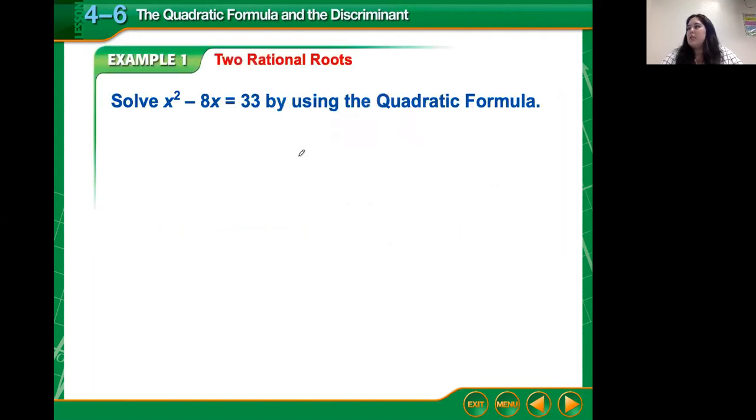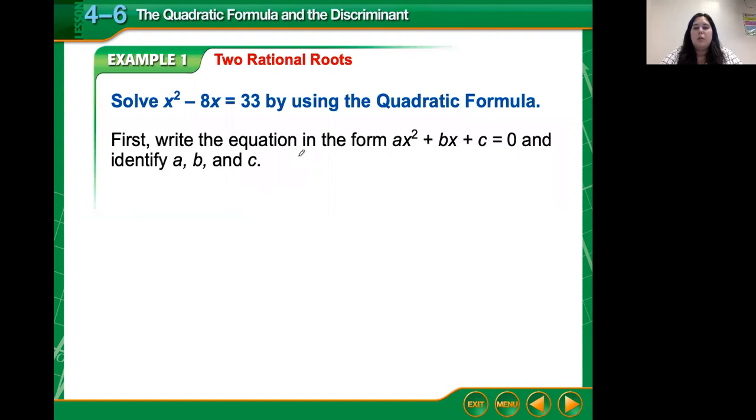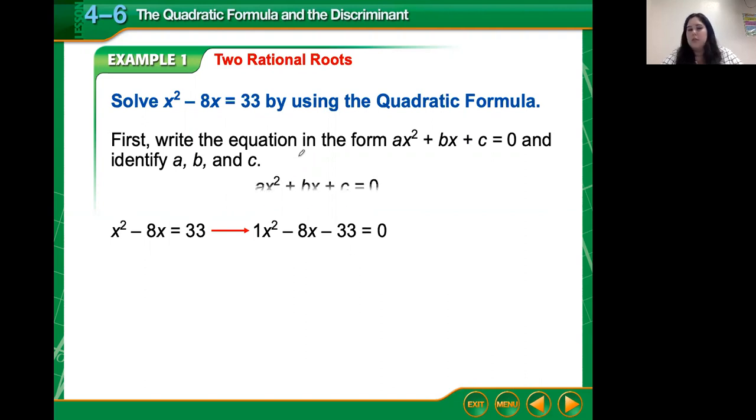So we're going to take a look at an answer that has two rational roots. So we have x squared minus 8x equals 33. So the first thing we need to go ahead and do is actually change the format so that it's in ax squared plus bx plus c form. This is also known as standard form. So we're going to do that by subtracting 33 from both sides.